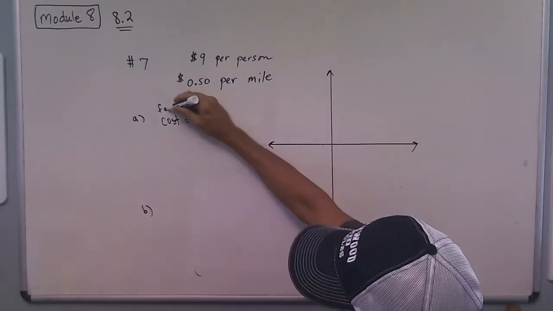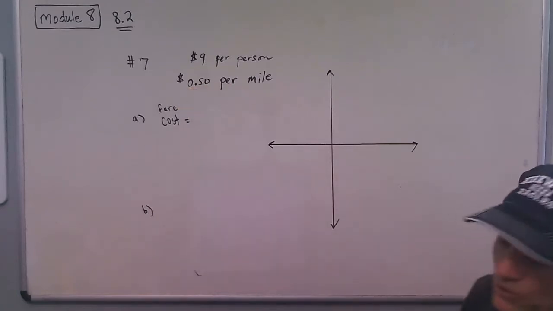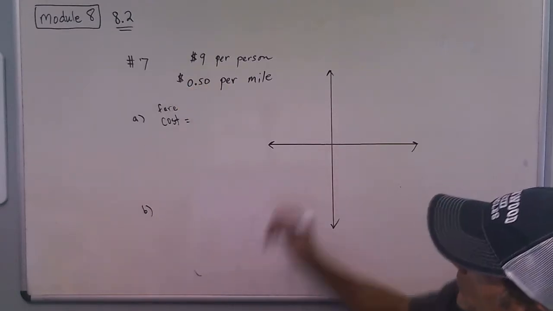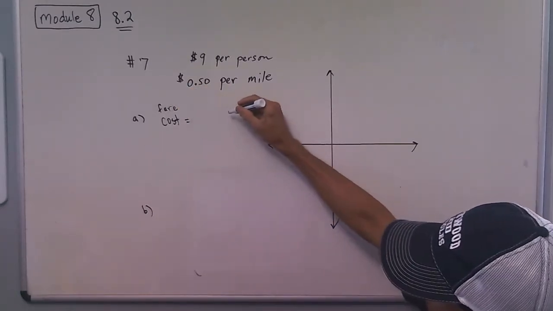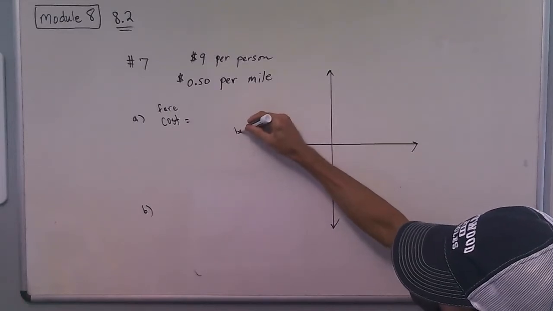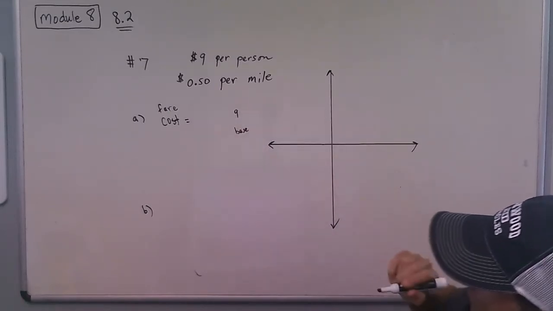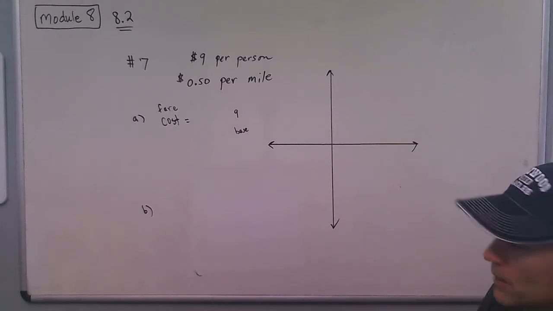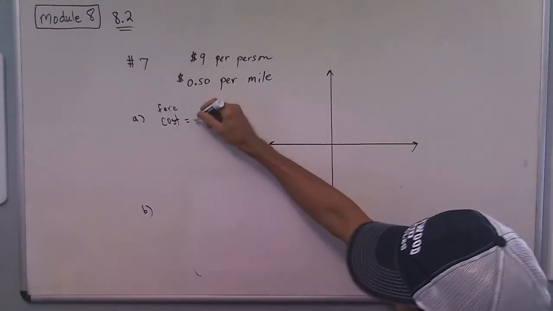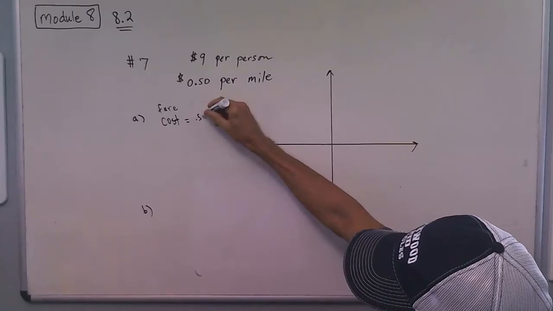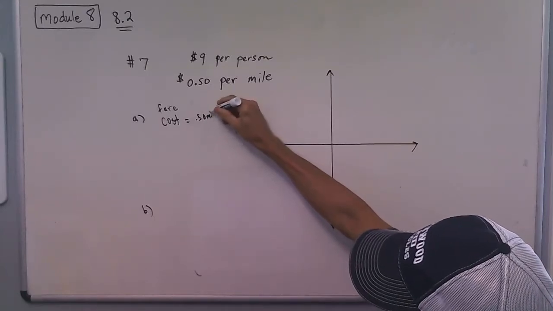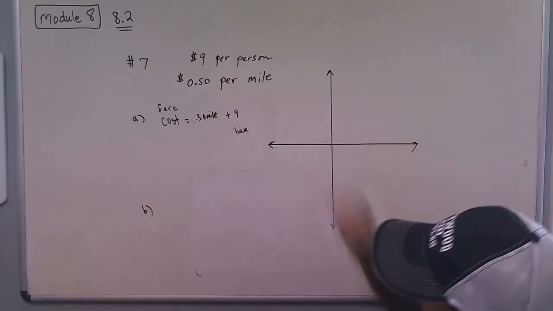I think fare is spelled this way. The fare is going to be equal to, no matter what, $9 has to be paid. And I'd like to put that kind of at the back of the problem here. So it's going to be equal to $9 no matter what. But then we also have 50 cents per mile, okay? So we're going to have to add those together.